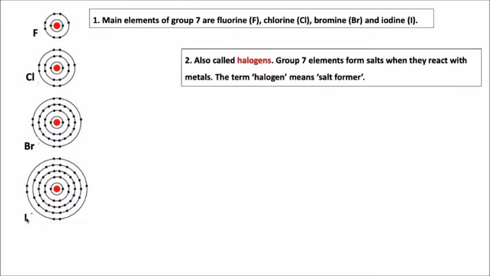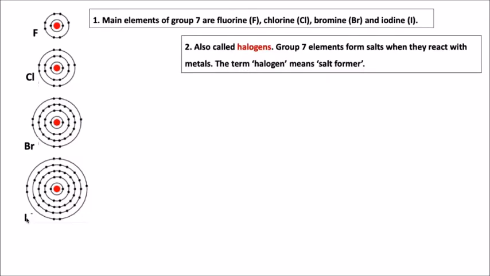The second point is that group 7 elements are also called halogens. Why the name halogen? The name halogen came from salt former, because halogens react with metals to form salts. Okay, so halogens will react with metals to form salts. And the word halogen means a salt former.